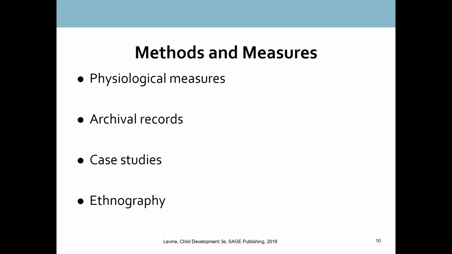Next, we have archival records. This is when you use pre-existing data, existing records, to study something. This could include things like government statistics, like you could use census data, for instance, and just compare, is there a relationship between education level and, I don't know, income in a family? And you would expect yes.